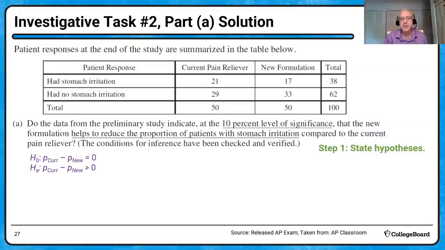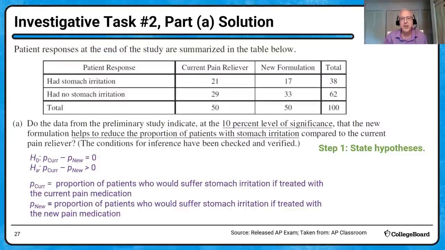Now we need to define our parameters here. We can't just throw the symbols around. So P current is the proportion of patients who would suffer stomach irritation if treated with the current pain medication, who would suffer hypothetically, not who did suffer, because that would be referring to the sample proportion. We don't refer to the sample proportion in our hypotheses. It's about something larger than the sample. And P new is the proportion of patients who would suffer stomach irritation if treated with the new pain medication. So we've stated our hypotheses and defined our parameters. We're using a 10% level of significance, so we'll keep that in mind.